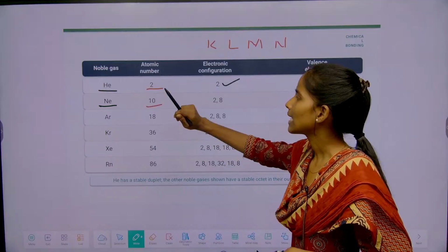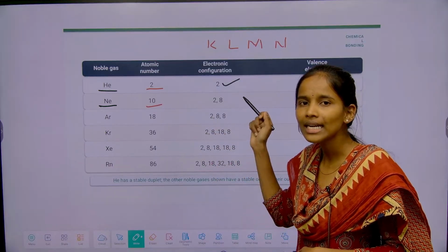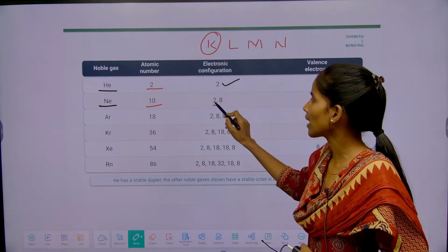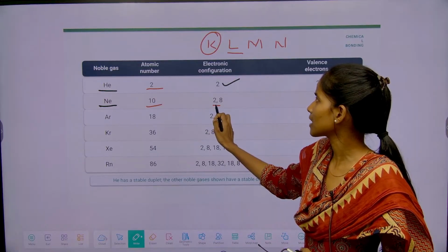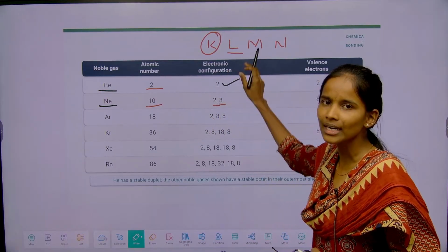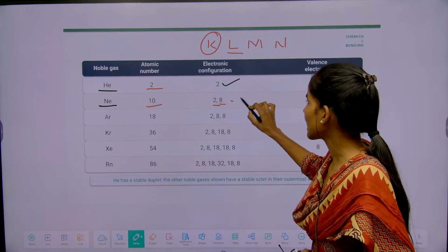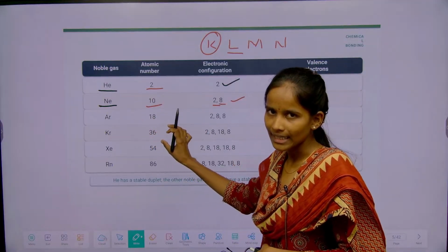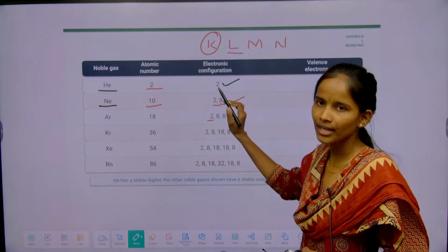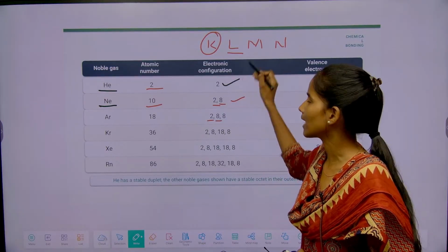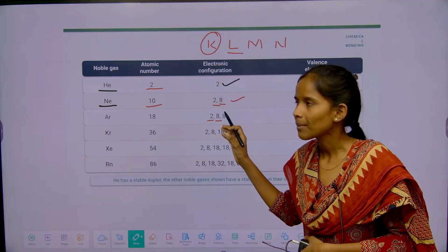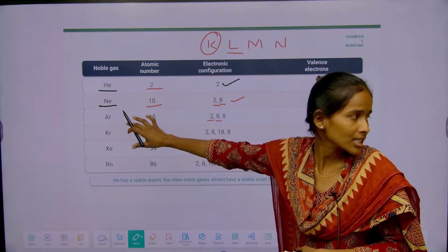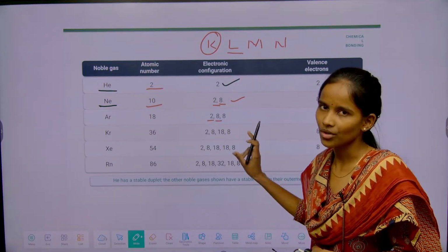Similarly, what is the atomic number for neon? Atomic number for neon is 10, so it has 10 electrons. We can write the configuration. In the K shell we can fill 2 electrons; 2 electrons are already filled, so the remaining 8 are filled in the L shell. So this is the electronic configuration of neon. Like that, argon's atomic number is 18. In the K shell we fill 2 electrons, 8 electrons in the L shell, and 8 electrons in the M shell. Like this, by using the atomic number we can find how many electrons are there, and by that we can write the electronic configuration.